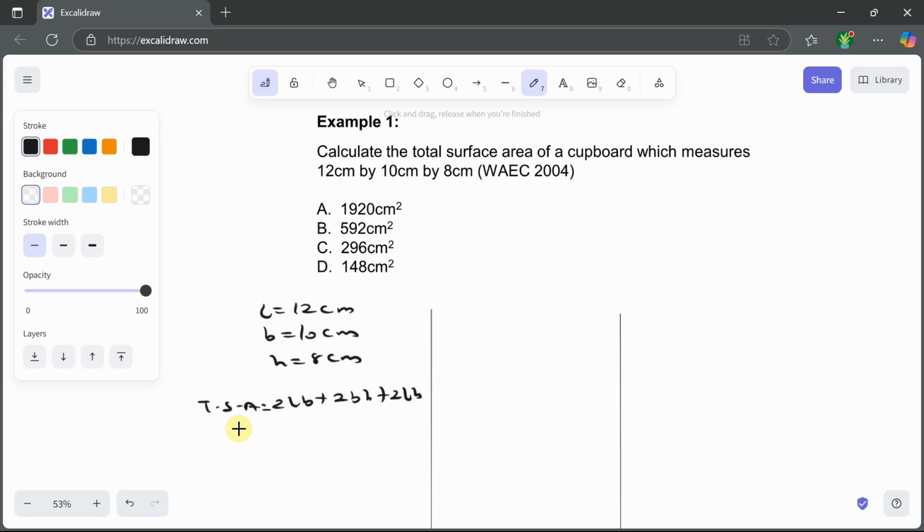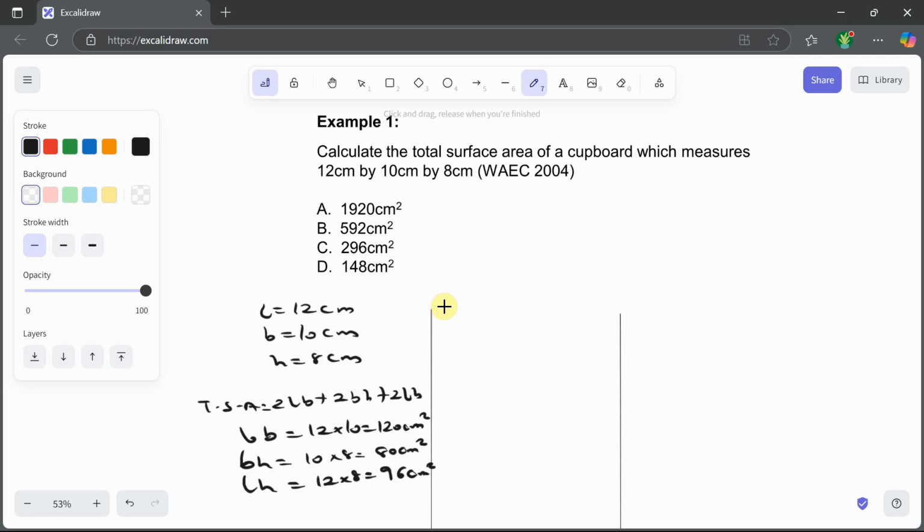Our lb is 12 times 10, which is 120 centimeters squared. Our bh is 10 times 8, which is 80 centimeters squared. And then our lh is 12 times 8, which is 96 centimeters squared.